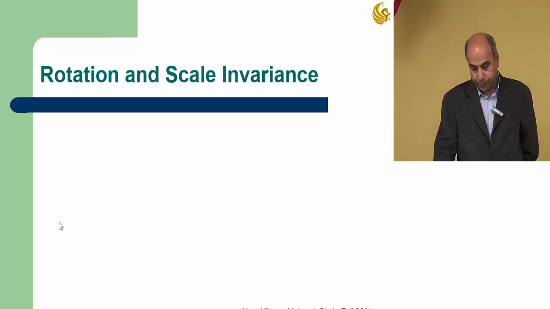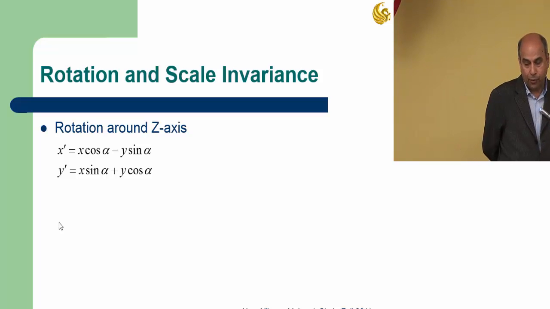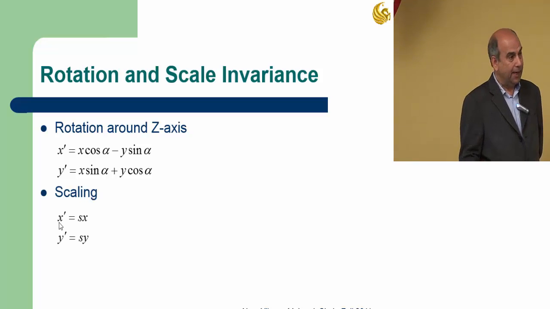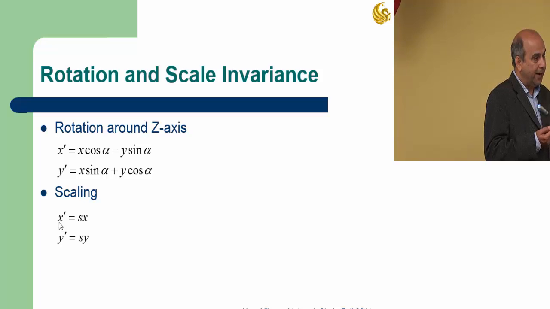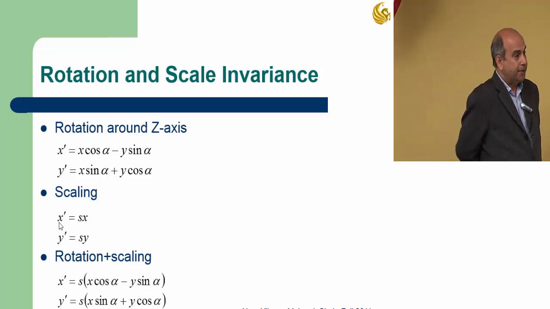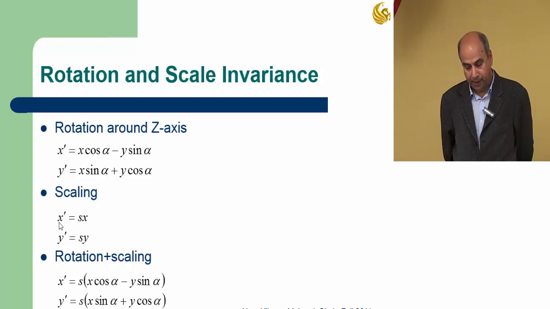Same thing, as you remember, for rotation around the z-axis: if x, y are the coordinates before rotation, we rotate by angle alpha around the z-axis, and these are the new coordinates, x prime, y prime. Scaling is just multiplication by a constant, the x coordinate by s, the y coordinate by s. So rotation and scaling can be represented this way. This is called a similarity transformation, if you remember from previous lectures. So x prime is given by x cos alpha minus y sin alpha, multiplied by s, and y prime is given by x sin alpha plus y cos alpha, multiplied by s.